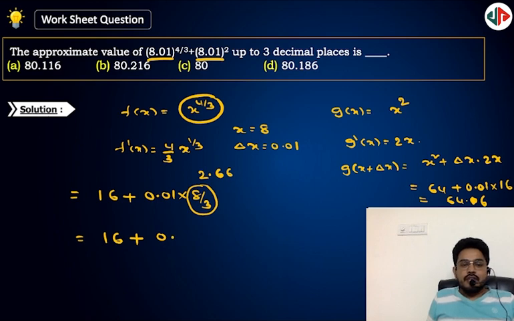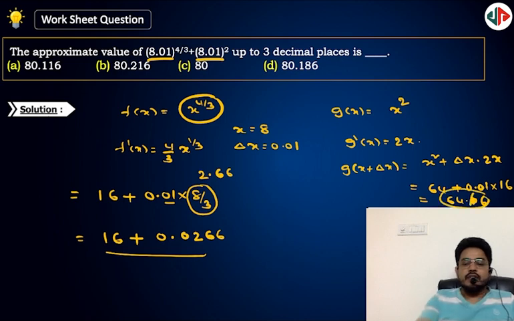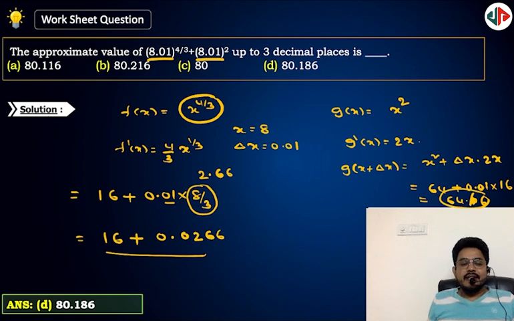Okay, so here two decimal points are there, 266 will be there. So how many values are you going to get? This will be 0.0266. So when you add up these two, 64.16 and this one, you are going to get the answer 80.1866. But they ask us for only 3 decimal points.